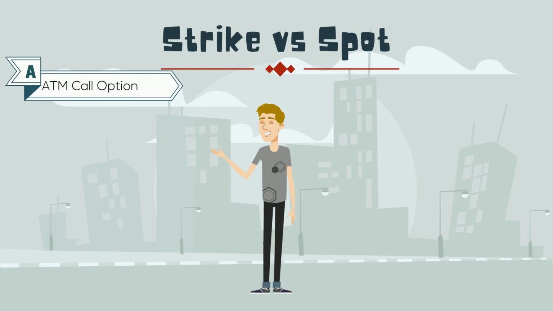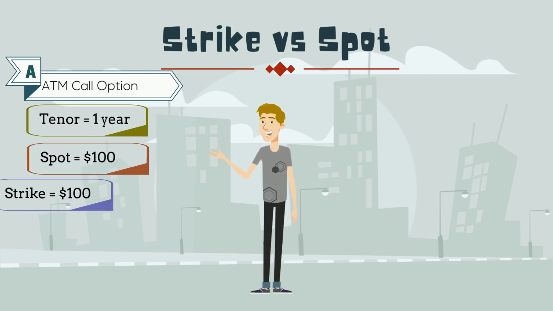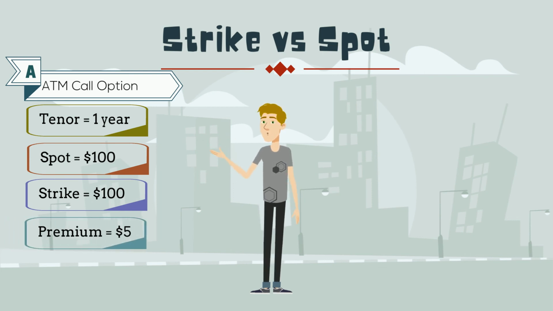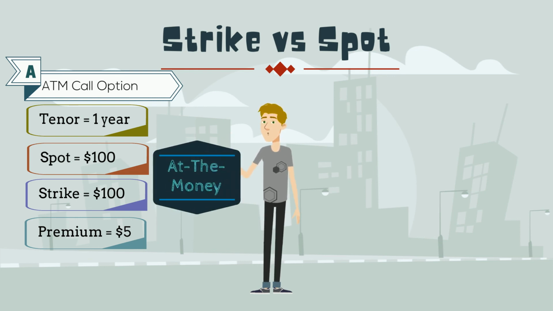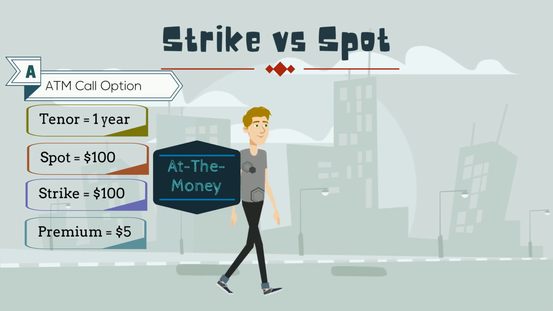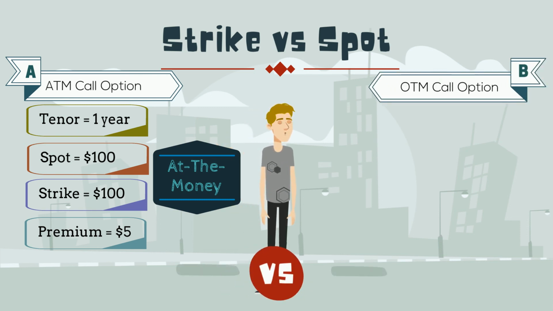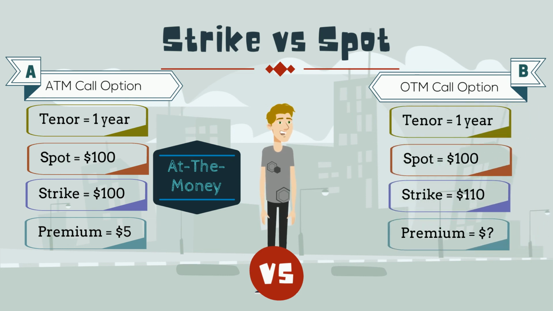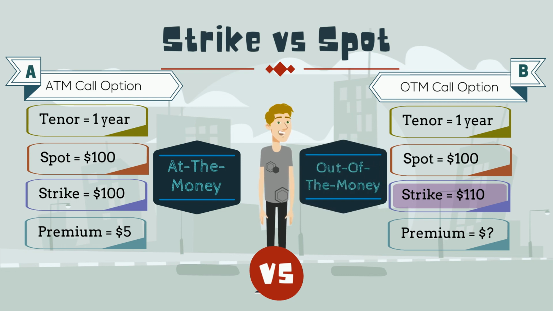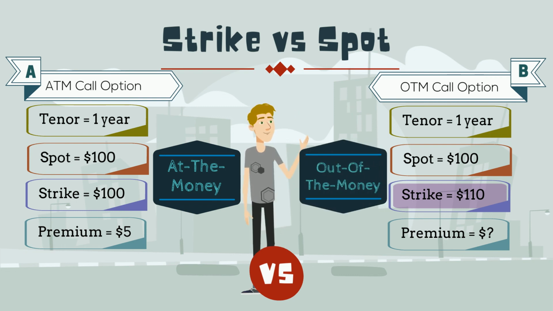Consider our earlier example of a one-year option, where the underlying spot is $100, and the strike is also $100. We'll stick with the same premium of $5. When the strike is the same as the spot, we refer to the strike as at the money. Now consider a second option, where the only difference is that the strike is at $110 instead of $100. When the strike is higher than the spot, for a call option, we refer to the strike as out of the money.